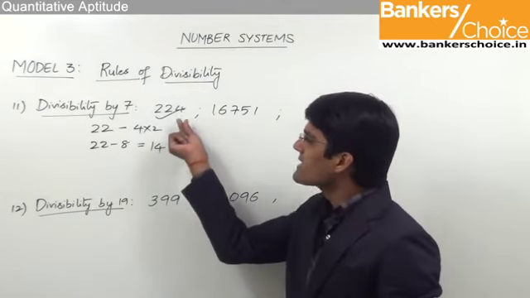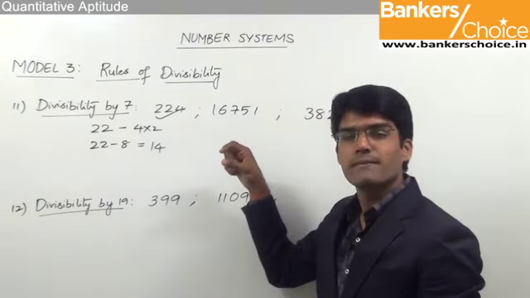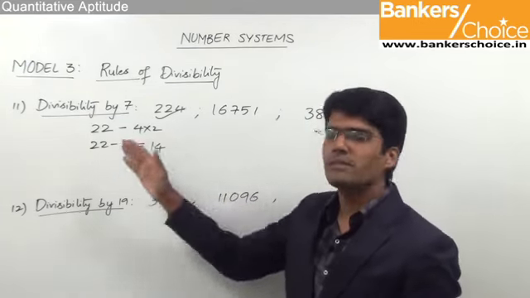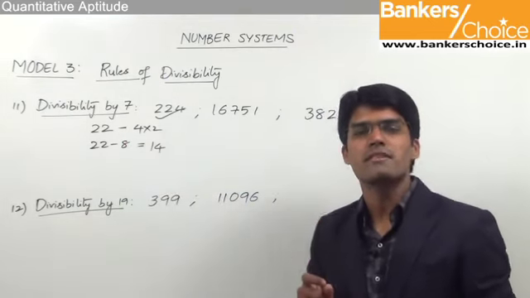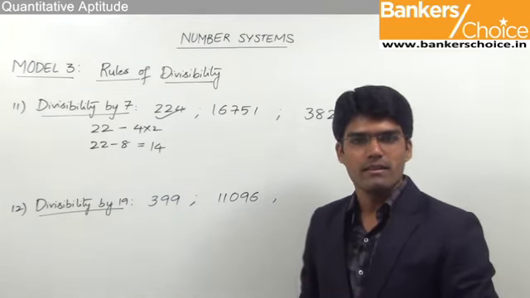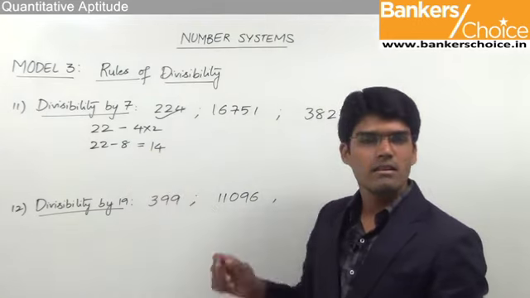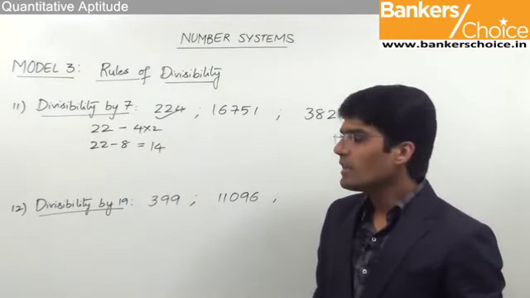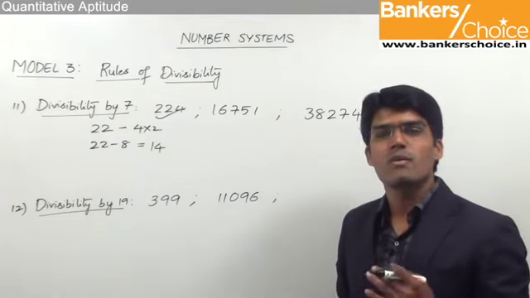What we need to do is separate the units place from the remaining part of the number, multiply the units place with 2 and subtract from the remaining part. And this procedure has to be continued till we get a 2-digit or a 3-digit number where it is easy to observe the divisibility by 7. So if the answer obtained is divisible by 7, then the whole number is divisible by 7. Otherwise it is not. Let us now take another example, that is 16751, 16,751.